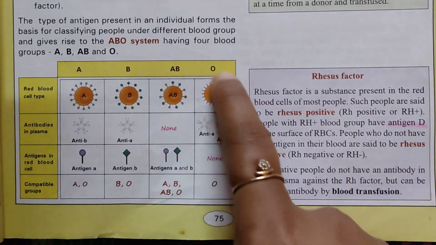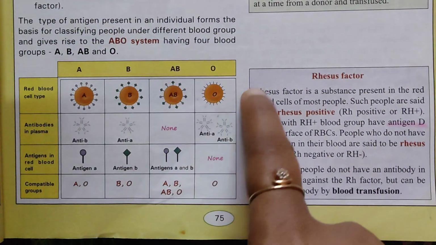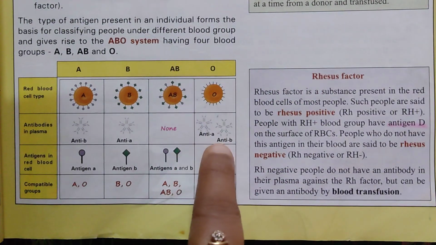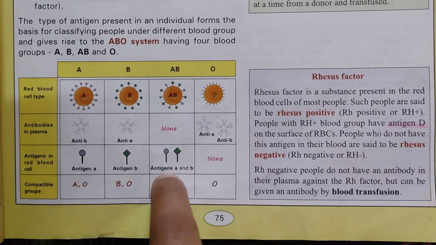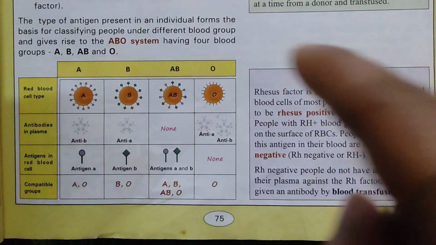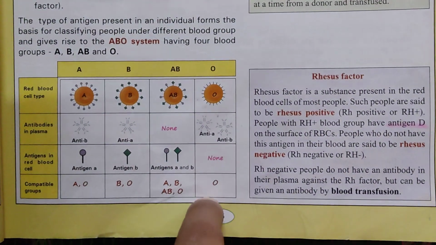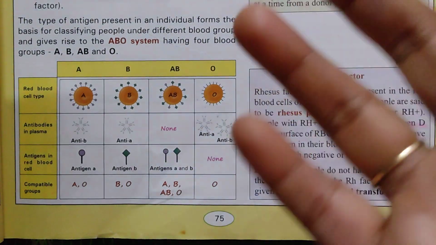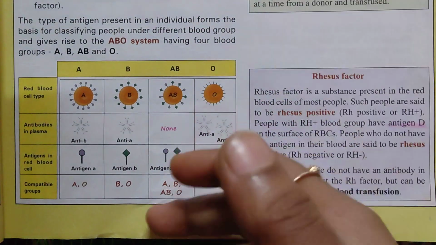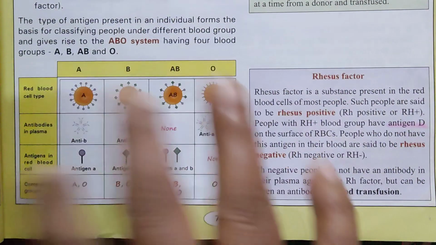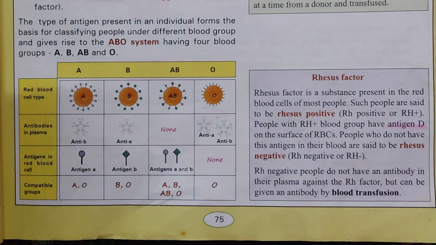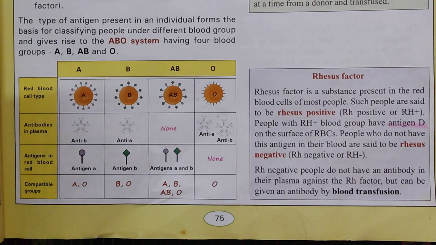But for O, because there is no presence of antigen A or antigen B, antibodies are produced for both cases, antibody A and antibody B. So except O, no one can give blood to this blood group. Only O can give blood to O, and both are compatible. Only O is compatible with O. Got it? Any other blood groups are not compatible with this O blood group. Okay, next we are moving on.